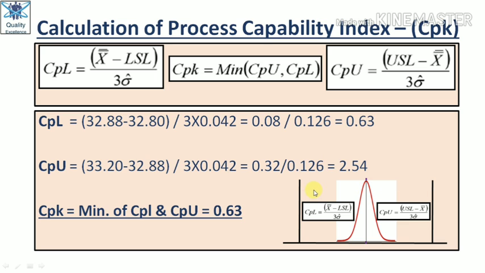You can say this is the left side and this is the right side, or you can say this is the lower specification side and this is the higher or upper specification side. So here we have bifurcated into two parts, so we will calculate capability also into two parts. One is capability on the lower side and the second is capability on the upper side. So what is the formula of that? The concept of the formula is the same as CP.